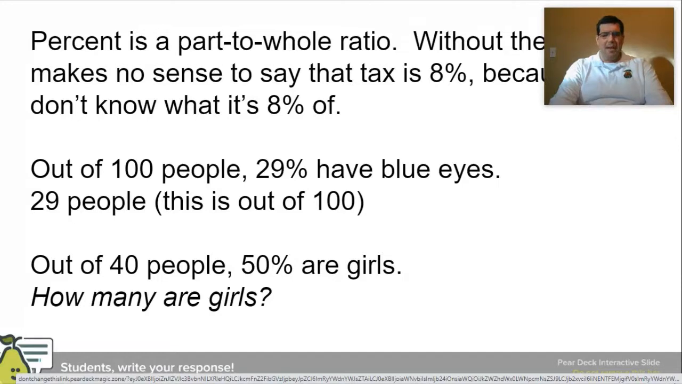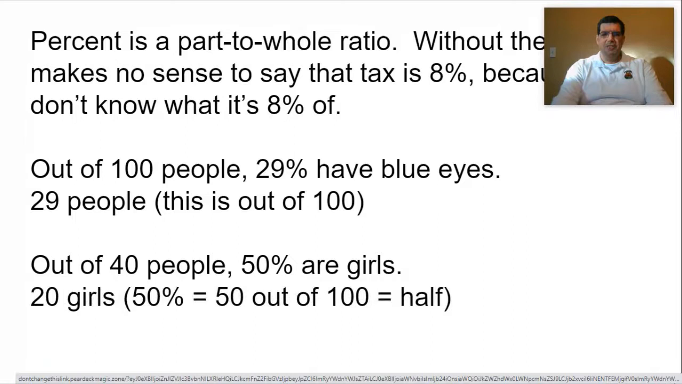Let's try another one. Out of 40 people, it's not out of 100 anymore. Out of 40 people, 50% are girls. 50%, 50 out of 100. Think about what fraction that is. So out of 40 people, how many are girls? Pause the video, write it down, think about it.